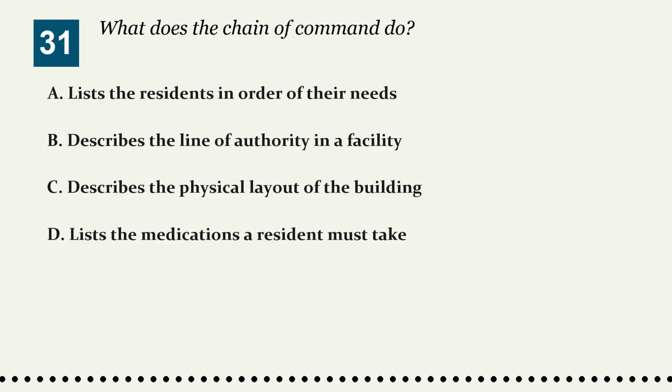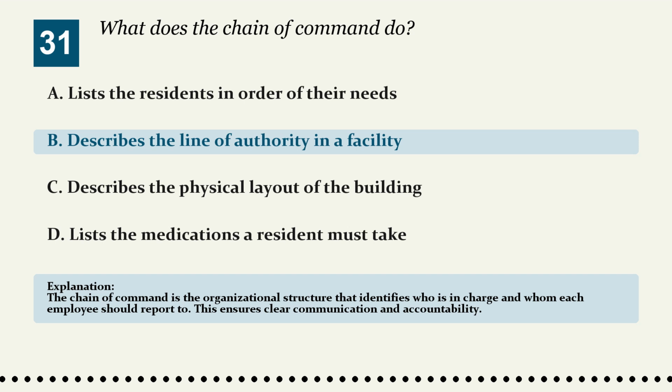Option C, describes the physical layout of the building. Option D, lists the medications a resident must take. The correct answer is option B, describes the line of authority in a facility. The chain of command is the organizational structure that identifies who is in charge and whom each employee should report to. This ensures clear communication and accountability.